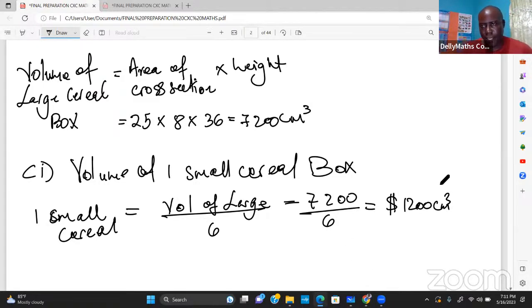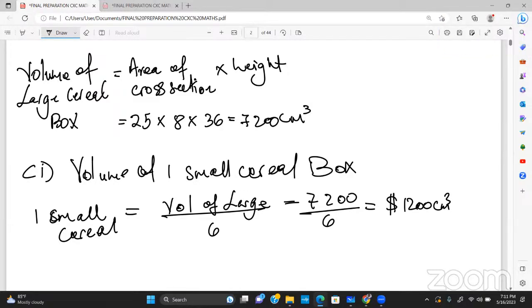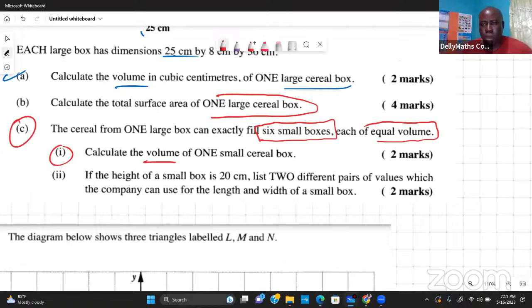Are we good with that? Yeah? Divided by 6. Yeah, you divide it by 6 and you get the volume for 1. No stress. You get your 2 marks and you go. Now, here is a little thing that they want to throw in to test your reasoning, your understanding. It says, if the height of a small box is 20, the height is 20, you know, right? List 2 different pairs of values which the company can use for the length and the width.